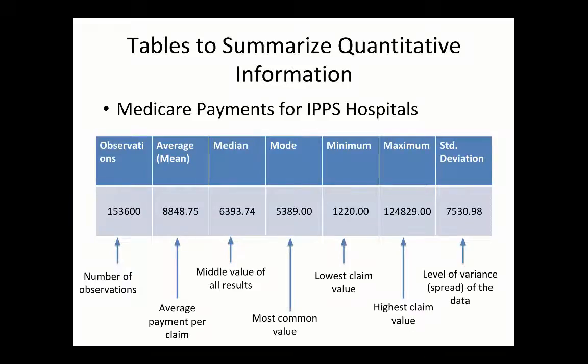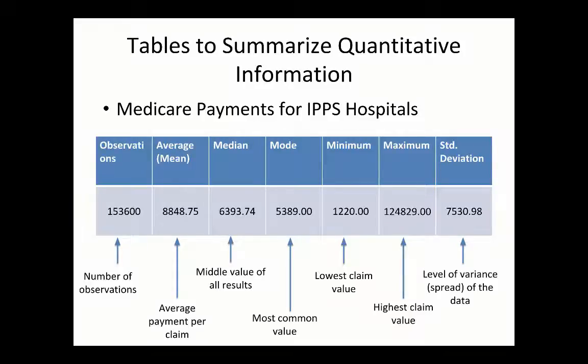Quantitative data can also be presented in a table, much like qualitative data. Typically, we use tables to summarize the values that represent various methods of data aggregation. In this example, we are showing data to summarize Medicare payments for inpatient prospective payment system hospitals, IPPS hospitals. We see that this table includes 7 columns of data, including the number of observations, the average, the median, mode, minimum, maximum, and standard deviation for Medicare payments. The first row includes the column names, while the second row includes the values for each of the respective columns.